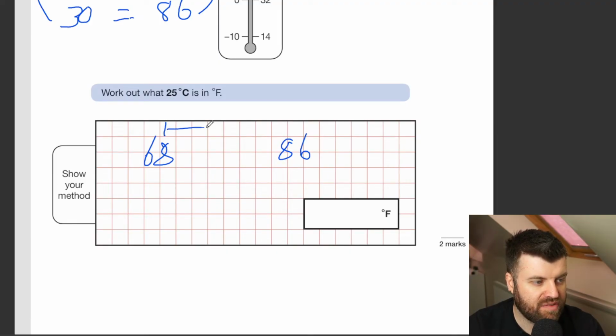Now, to figure out what's halfway between a number, here's what we have to do. We have to work out the jump between them. So we have to do 86 take away 68 to start with.